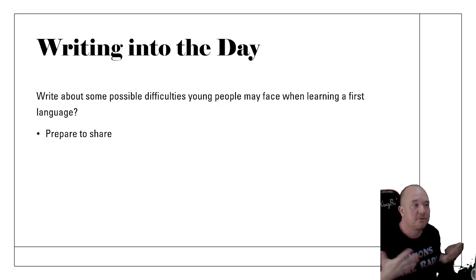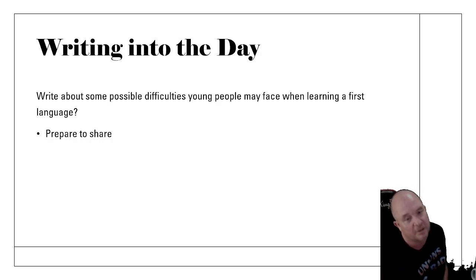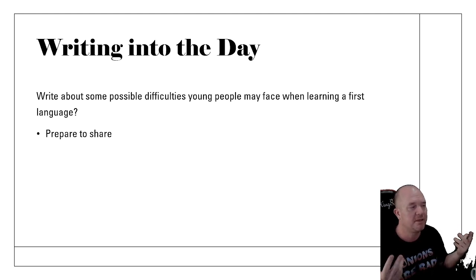So the first thing, as you will start to understand, is I always like to start a lesson by writing and thinking into the day, using a writing-to-learn activity. So the first activity I want you to do is think and write for a few minutes on some possible difficulties young people may face when learning a first language. So what are the roadblocks?